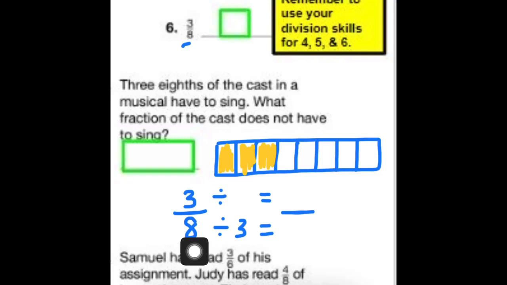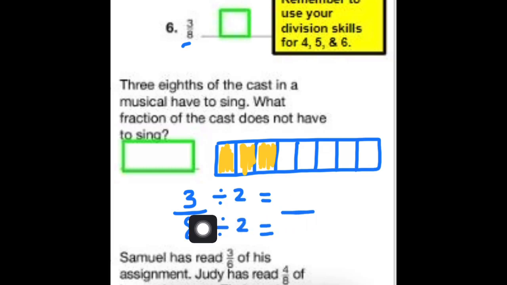1 times 3 is 3. That's not going to work. 2 times 3 is 6. That's not going to work. 3 times 3 is 9. Not going to work. So we can't, 3 doesn't work. What about 2? Can we divide by 2? No, because 3 divided by 2, it doesn't work.